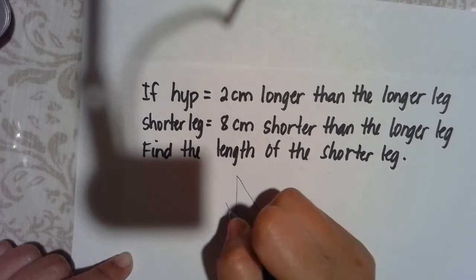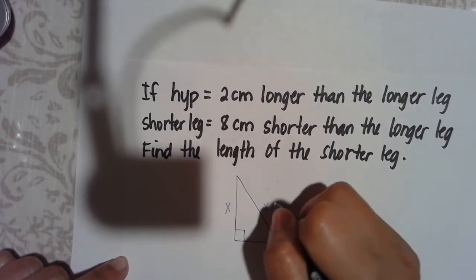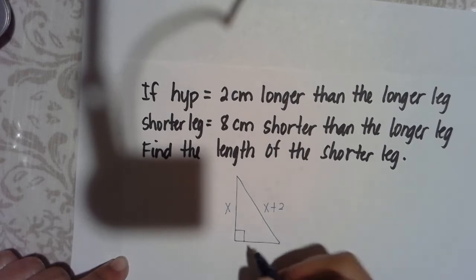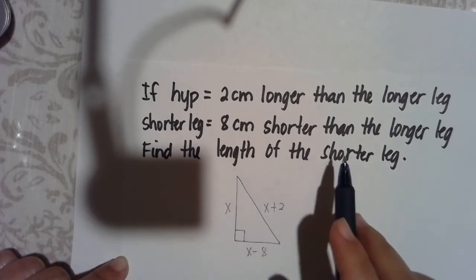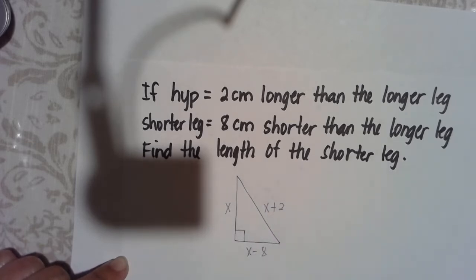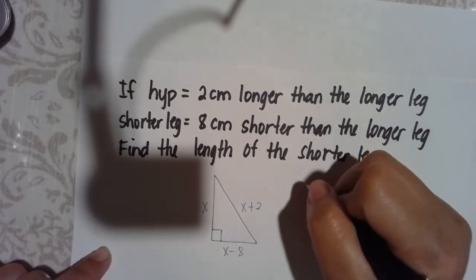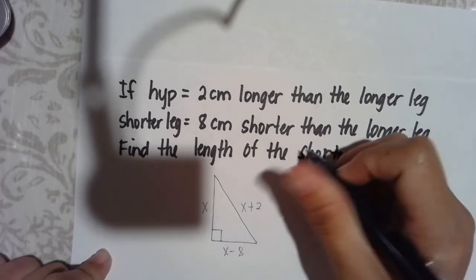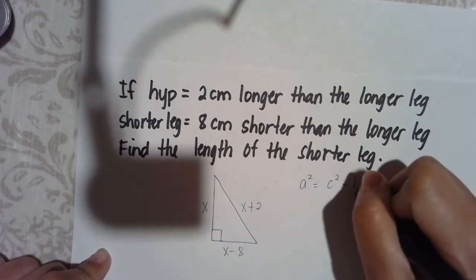I don't know what the longer leg is, so I will put x on it. The hypotenuse is 2 cm longer, so x plus 2. And the shorter leg is 8 cm shorter than the longer leg, so x minus 8. Now we need to find the shorter leg. Again, the formula is a squared equals c squared minus b squared.